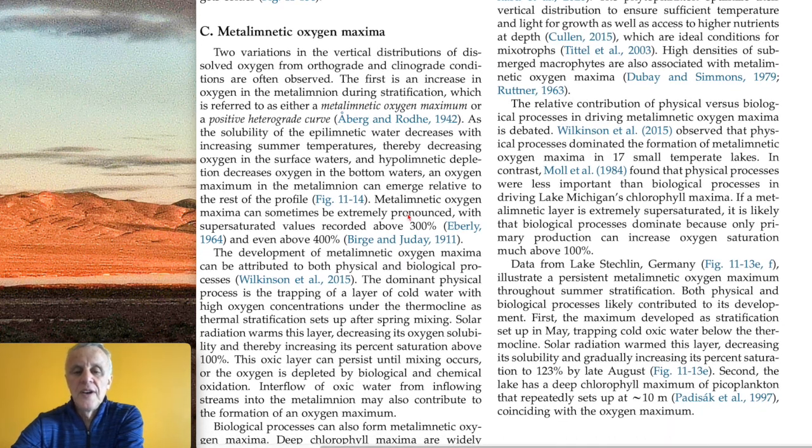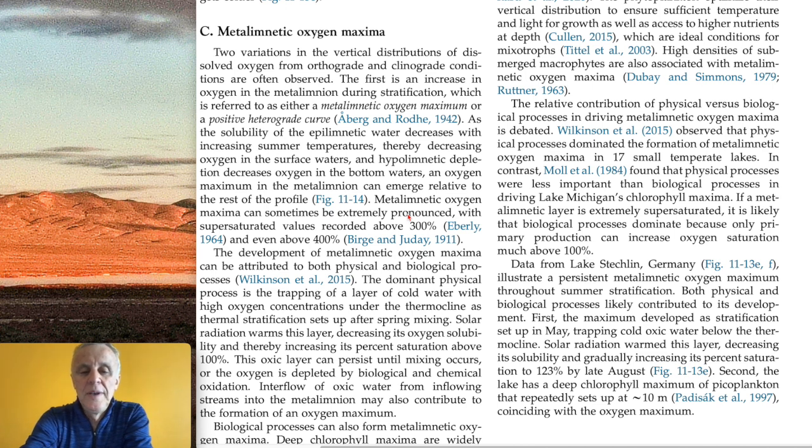Metalimnetic oxygen maxima. Two variations in the vertical distribution of dissolved oxygen from orthograde and clinograde conditions are often observed. The first is an increase in oxygen in the metalimnion during stratification, which is referred to as either metalimnetic oxygen maximum or a positive heterograde curve.